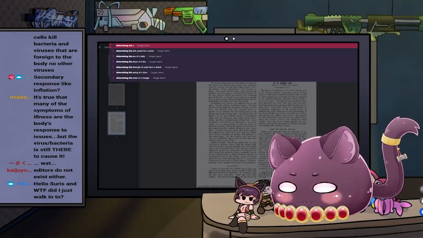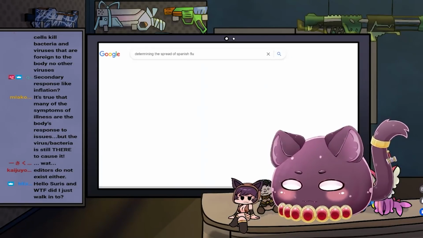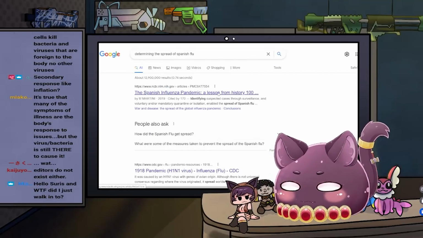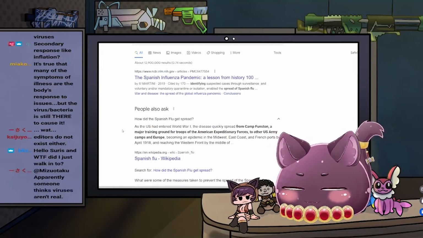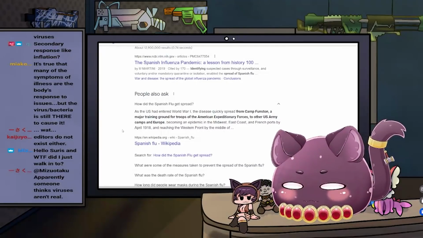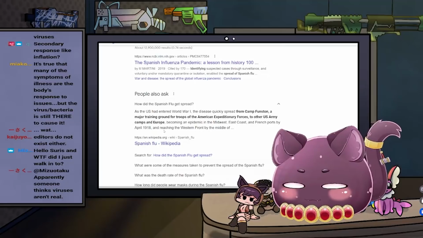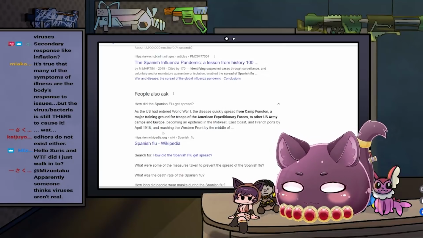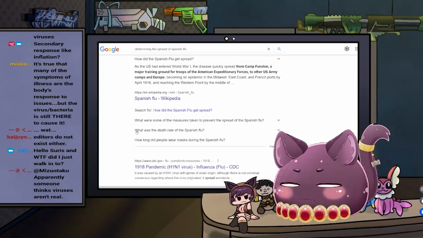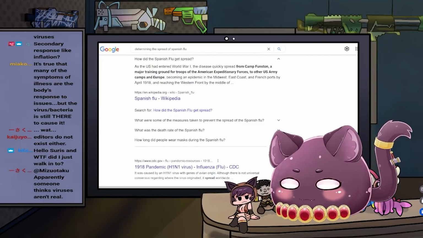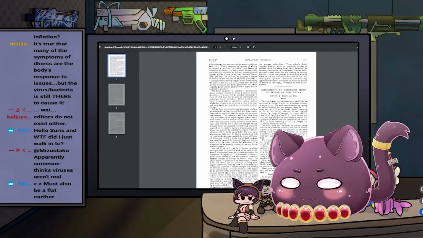Determining the spread of Spanish flu. How did the Spanish flu get spread? As the U.S. had entered World War I, the disease spread from Camp Funston, a major training ground for troops, to other U.S. Army camps and Europe, becoming an epidemic. That doesn't tell me exactly how it spread. Let's go back to the article itself here.